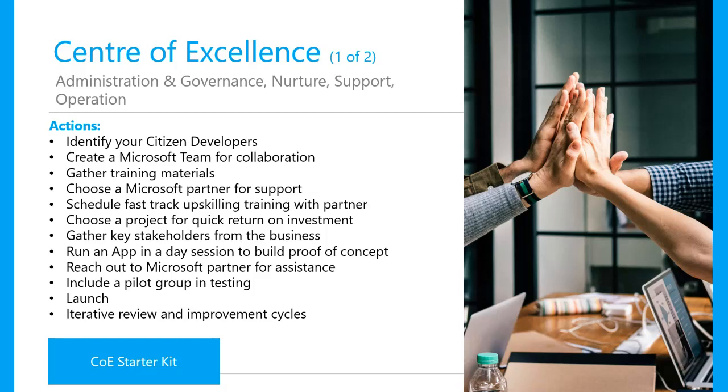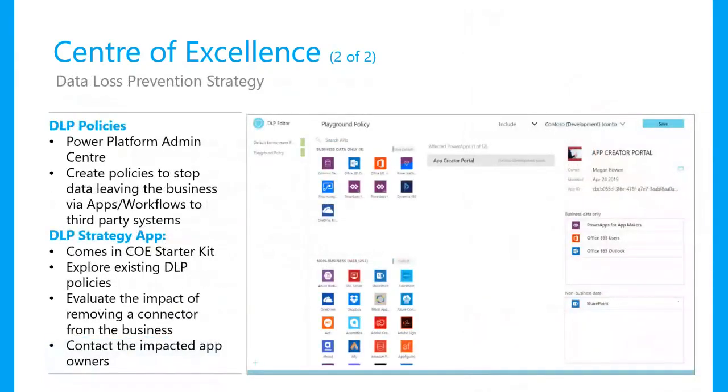And again, I've just included a button at the bottom there, which will take you to the Center of Excellence Starter Kit, which will show you all the information that you'll need to get started. One element of that Center of Excellence as well is the data loss prevention strategy. DLP policies are actually controlled from within the Power Platform Admin Center, and a link to that is provided at the end of this slide, so you can find this afterwards.